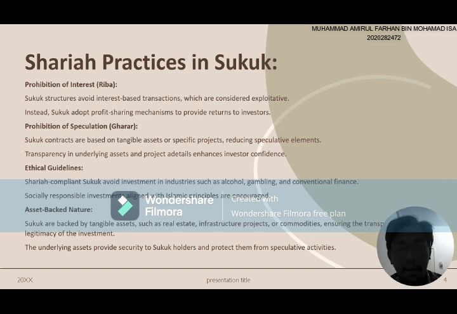Sukuk avoid interest-based transactions, as I mentioned earlier, which are considered exploitative. Instead, Sukuk adopt profit-sharing mechanisms to provide returns to investors. Prohibition of gharar. Sukuk contracts are based on tangible assets or specific projects, reducing speculative elements. Transparency in underlying assets and project details enhances investor confidence.